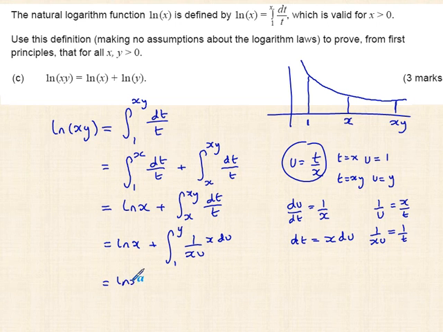So we have ln x plus the integral from 1 to y of 1 over u du. And again, from the definition, we changed the variable, but it doesn't matter because we have the same thing. And that would be ln x plus ln y as required.